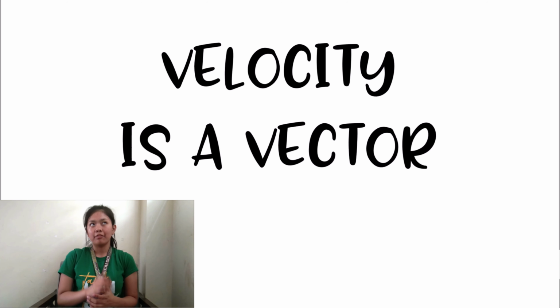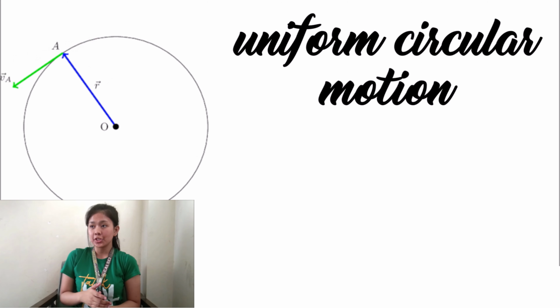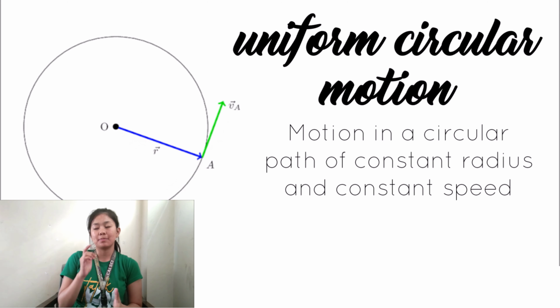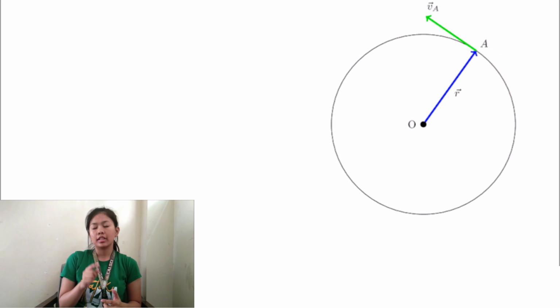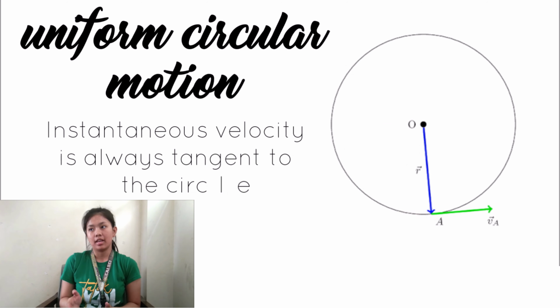So velocity is a vector since it has a magnitude and a direction. Uniform circular motion is a motion in a circular path having constant radius and a constant speed. In a uniform circular motion, there is instantaneous velocity and it's always tangent to the circle.